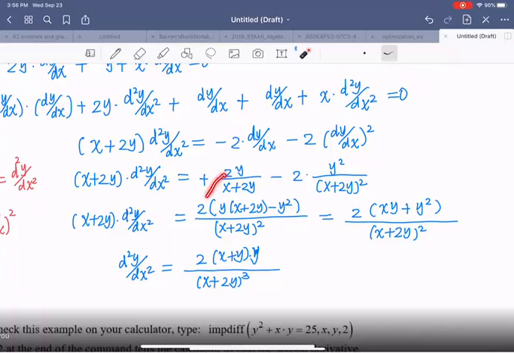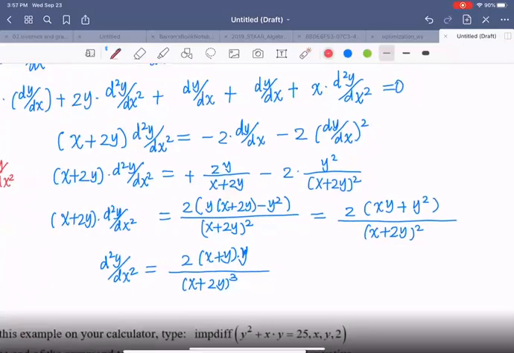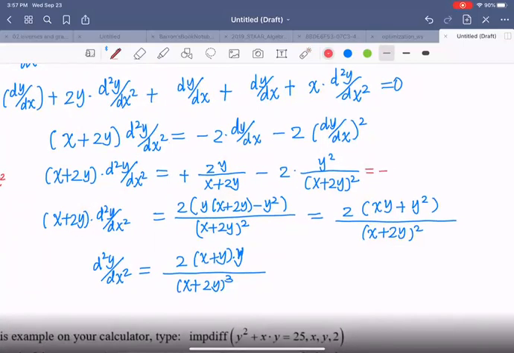So I'm going to leave this 2 outside. I'm going to use y times x plus 2y, which is this term. And then minus, because they both have 2, so I take a 2 out and minus 2 times y squared. If you wanted to write down one more extra step to help you better understand, you can do this. X plus 2y squared. Then this is 2 times y times x plus 2y. Okay. Minus 2 times y squared over x plus 2y squared.